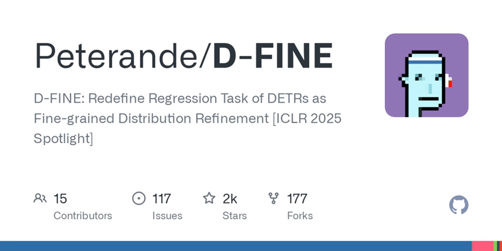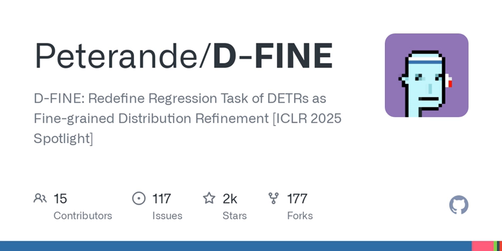Now, for those interested in the nitty-gritty technical details, DEFINE comes with various models, such as DEFINE X, which has achieved a 55.8% average precision on the COCO dataset. You might be wondering, what's COCO? Well, it's a large-scale object detection dataset commonly used to benchmark the performance of object detection algorithms. It's like the Olympics for AI models. Everyone wants to bring home a medal.